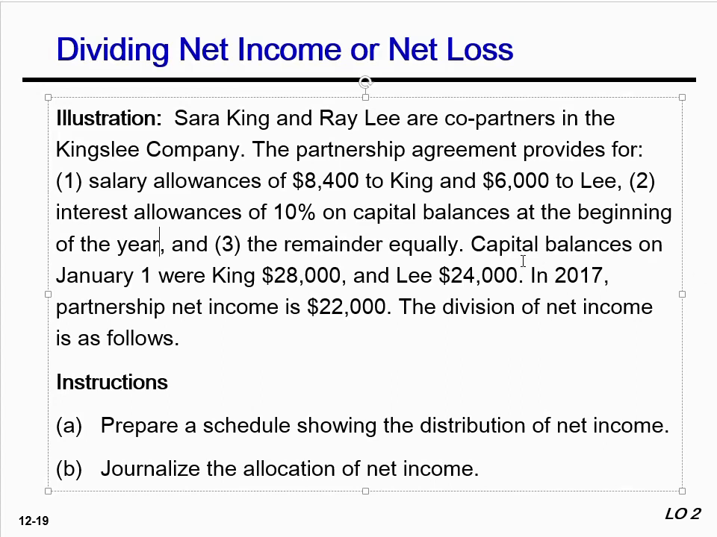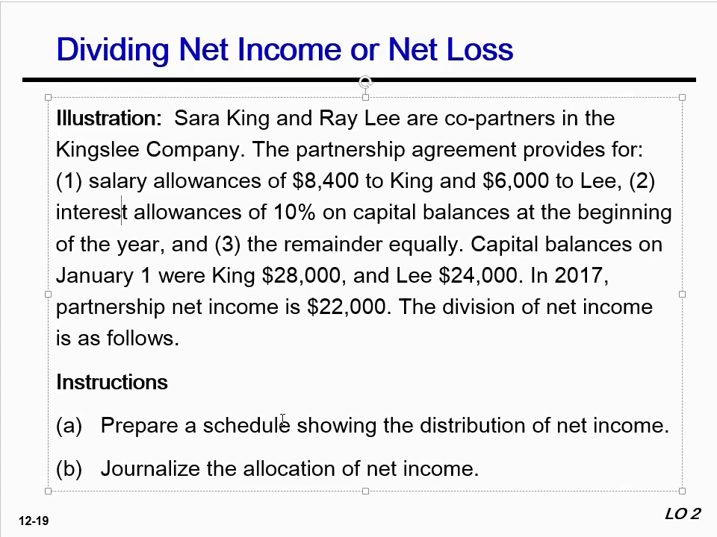So let's read some more details. Capital balances at the start, which is January 1st, for King was $28,000 and Lee had a capital balance of $24,000 at the start of the year. Also, they are telling us the partnership net income is $22,000. So we are supposed to distribute this net income among both partners, but don't forget, you have to pay them salary allowances, you have to pay them interest allowances, and then the remaining profit is going to be distributed equally.